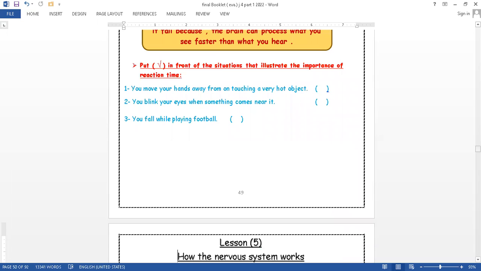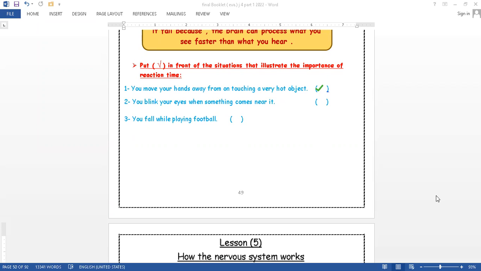Now let's solve this: put a right in front of the situation that illustrates the importance of reaction time. The first one says you move your hands away on touching a very hot object. So it is very important to have a small reaction time, to react as fast as possible.